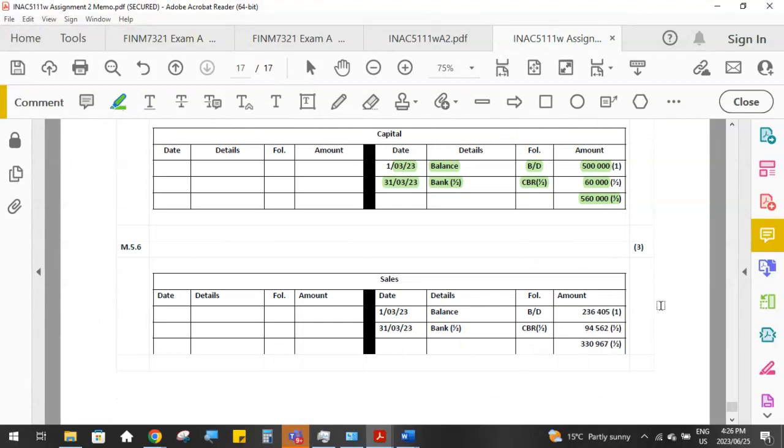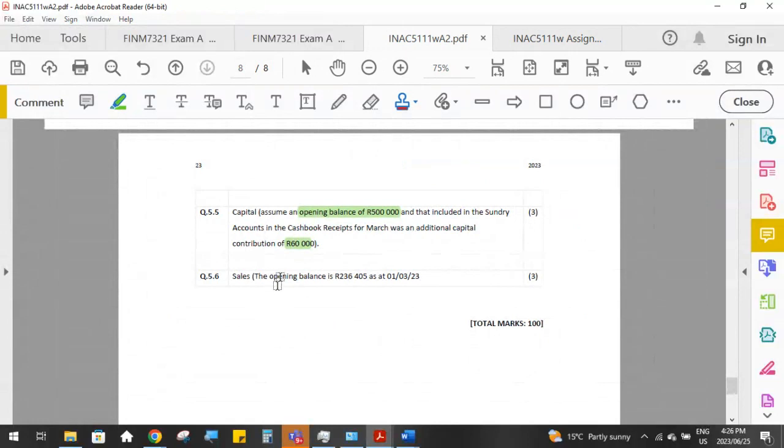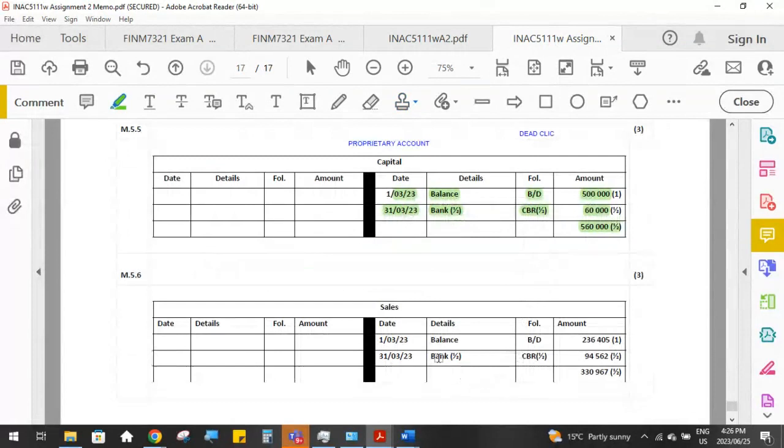The sales account is also going to be balanced in exactly the same way. There's nothing on the debit side of the sales account. Sales is income, and sales always is going to be a credit. Click, income, credit. So again, they gave us the sales. Our opening balance was 236,405 at the beginning of March. So we write down the opening amount on the credit side because sales are always credits. Nothing will appear on the debit side of your sales account. Nothing will ever appear on the debit side of your capital account.